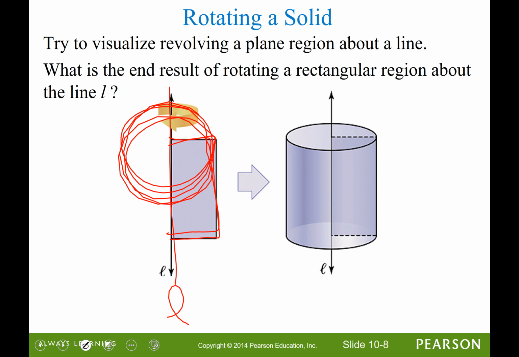If you said a cylinder like this, you got it right. And that would be the result of rotating a solid. And the end result is a cylinder.